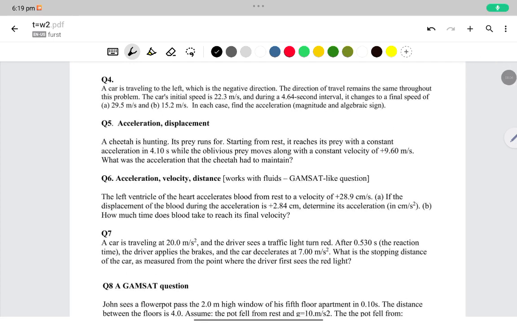Okay, for this one, a cheetah is hunting its prey. It's such a poorly worded question. Starting from rest, it reaches the prey with a constant acceleration of 4.1 seconds, and the prey moves along with a constant velocity of 9.6. What's the acceleration the cheetah had to have to reach the prey?